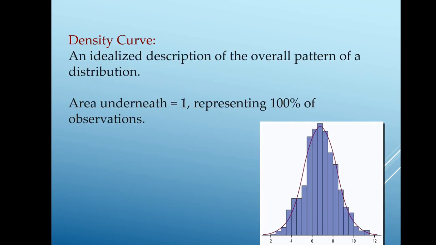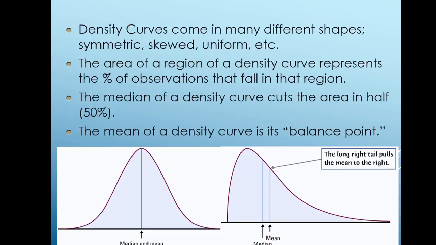All right, on to something a little bit different, but these will all come together: the density curve. It is the idealized representation of your data. The area underneath the density curve is always 1, and therefore it represents the percentage of data under the curve. So it's 100% because it's equal to 1. Density curves can be symmetric, skewed, or uniform. It just depends what your data looks like.